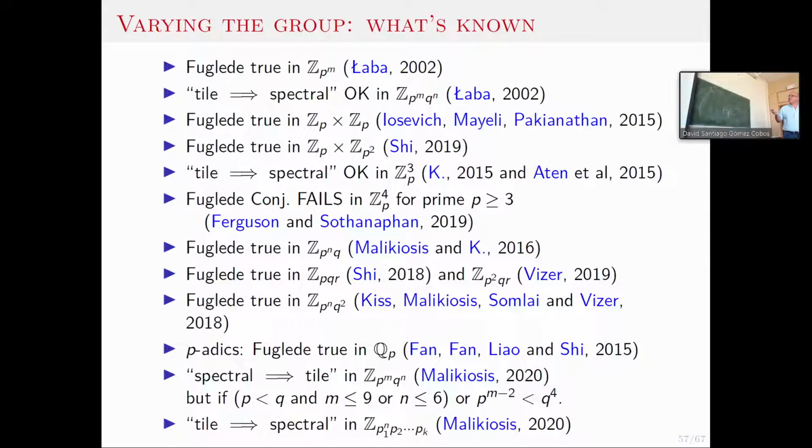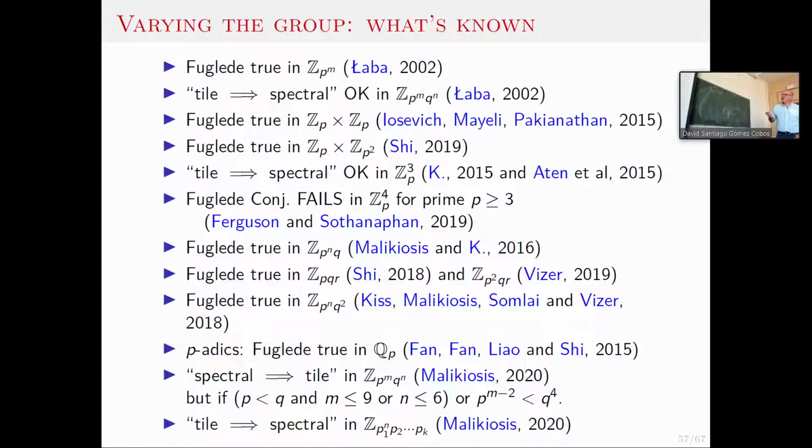I guess this must be one of the first results where people really started varying the group. And there's a whole bunch of results, like true in Z_p cross Z_p squared. You can do all sorts of things and variations there. You can write papers to no end. I've written some of them.